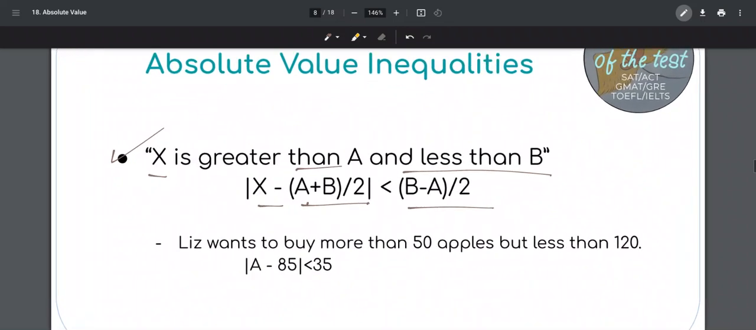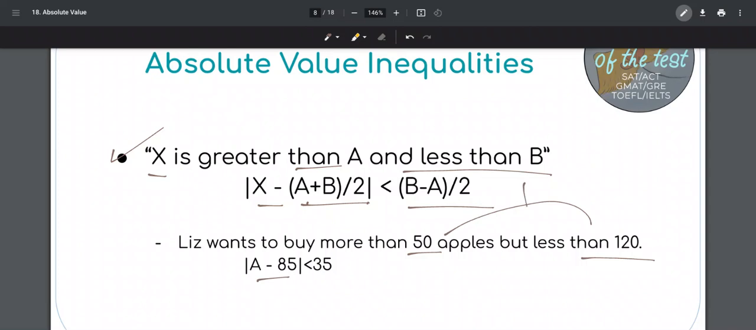For example, Liz wants to buy more than 50 apples but less than 120 apples, so the number of apples will be absolute value of a minus half of the addition. The addition is 170, half of it is 85, and which is less than the half of the subtraction is 70, half of it is 35.